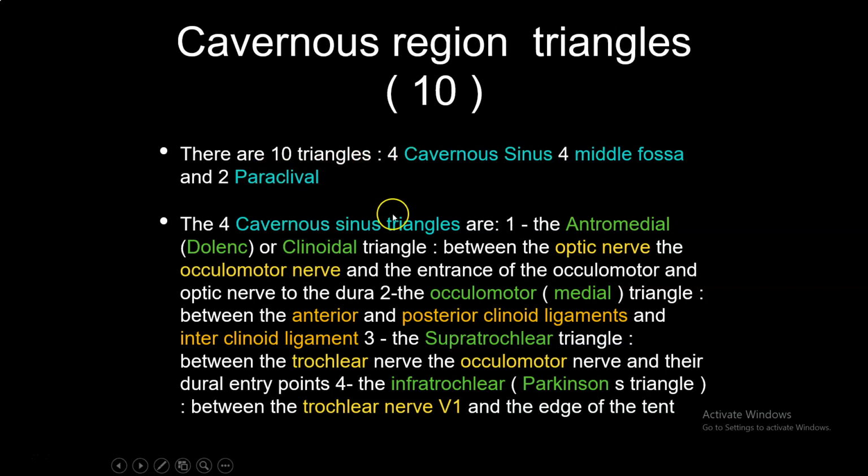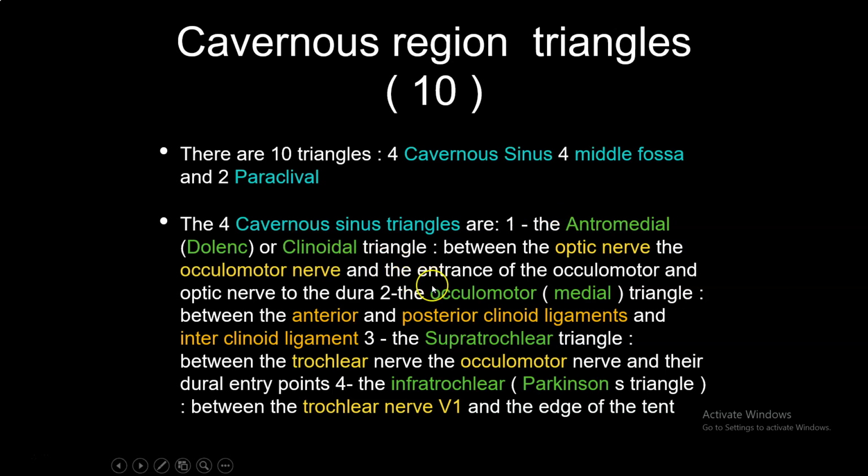The 4 cavernous sinus triangles are the anteromedial triangle of Dolenc, Professor Vinko Dolenc, Ljubljana, who rediscovered the cavernous sinus, and it's called also the clinoidal triangle. It is between the optic nerve, as we'll see, the oculomotor nerve, and the entrance of the oculomotor and optic nerve to the dura. So this is a very important triangle, anteromedial triangle. You see that we have 2 anteromedial triangles. Some people, Dolenc, called it anteromedial, but you can call it clinoidal triangle.